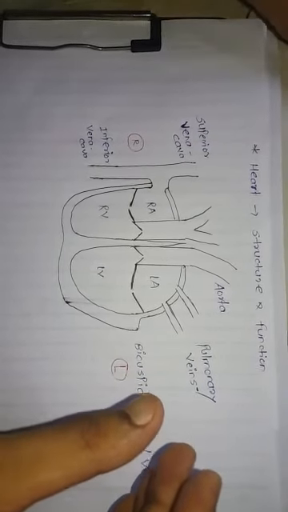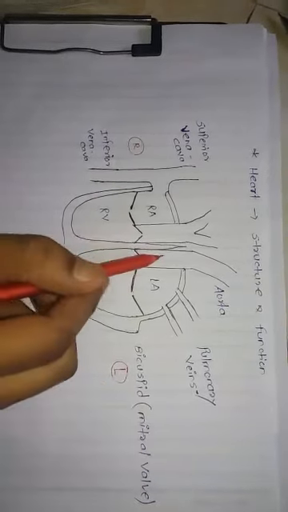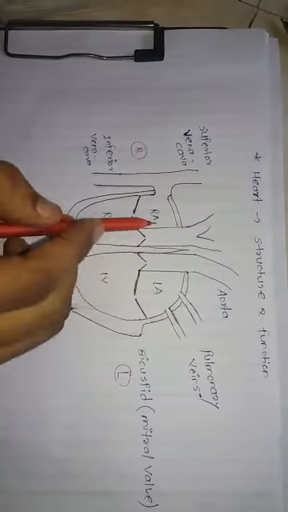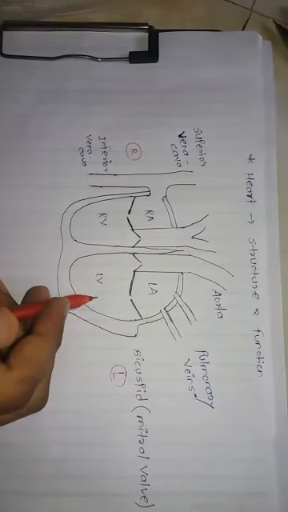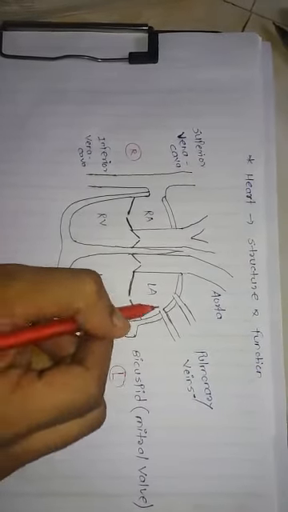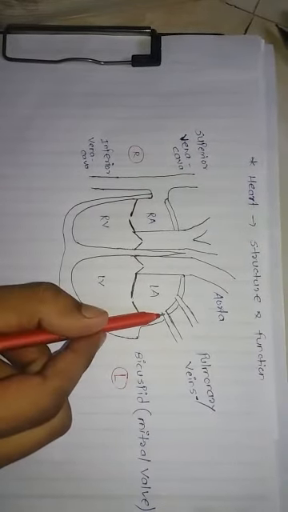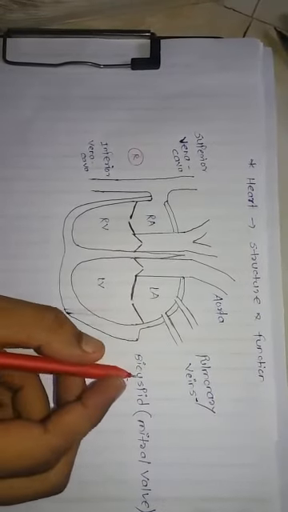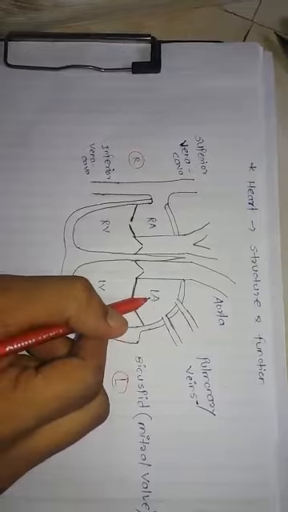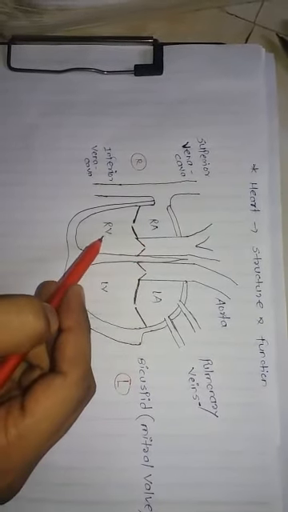Next we will learn about chambers of the heart. The heart contains 4 chambers: 2 upper chambers called atria, and 2 lower chambers called ventricles. So upper chambers are atria and lower chambers are ventricles. There are 4 chambers in the heart, 2 atria and 2 ventricles. So this is the left atrium, this is the left ventricle, this is the right atrium, this is the right ventricle.